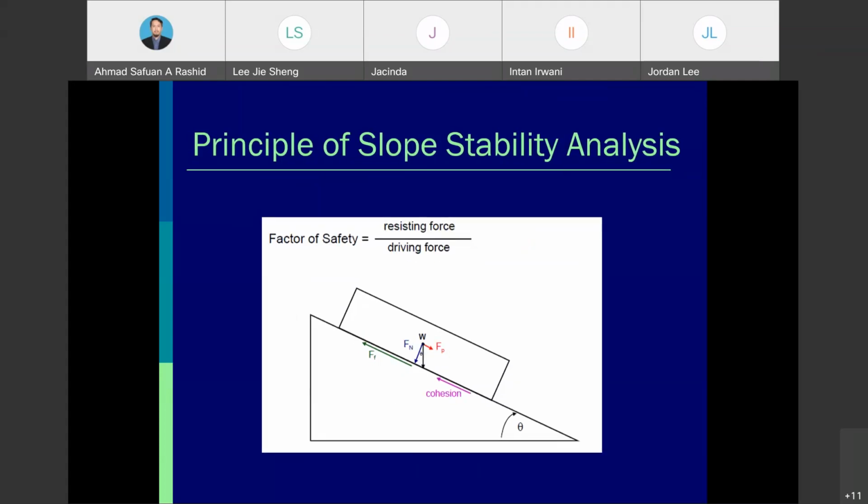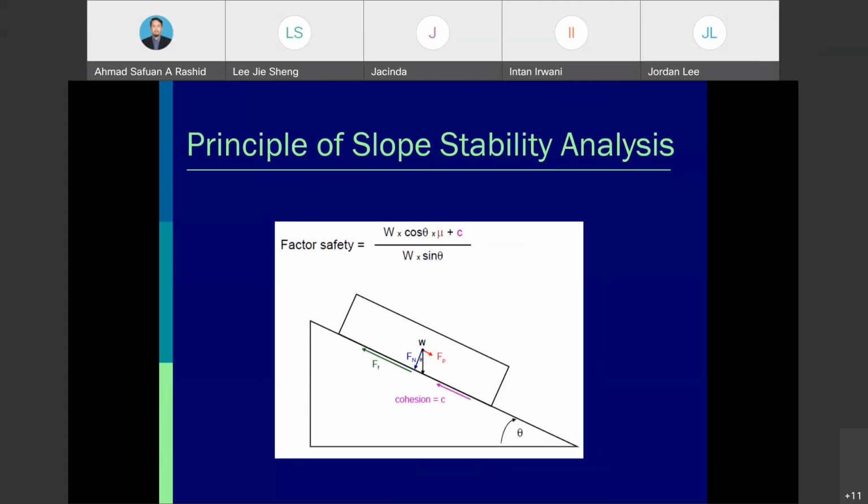So from what we have discussed previously, the equation should be W cos theta plus C, the cohesion. For example, if we are using the total stress, we rely on the C. If we are using the effective stress, we can add the phi value. Then divide over W sine theta, which is the driving force, from the parallel force of the block to the failure plane.